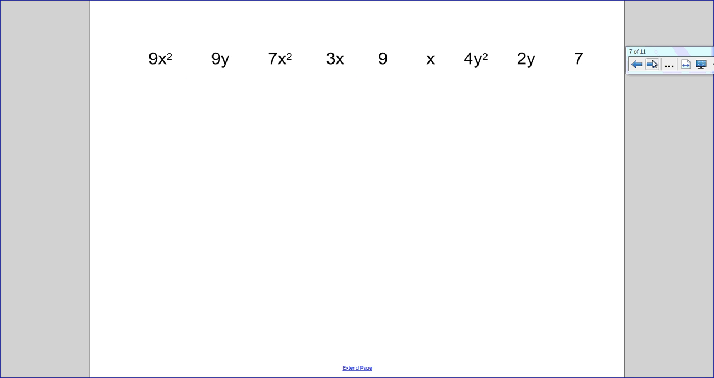Okay, let's try this one. Okay, first 9x squared. Does 9x squared have any common terms? Meaning we're looking for, is there a number that's with the same variable and same exponent? Yes, 7x squared as well, so they both have common variables and exponents. Therefore they are like terms. I'm going to use a box or rectangle to separate them.